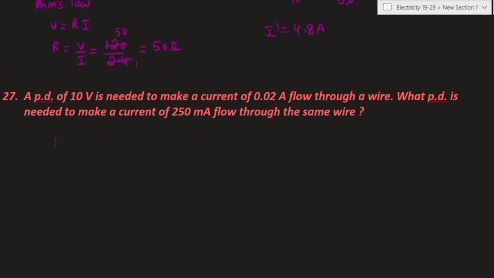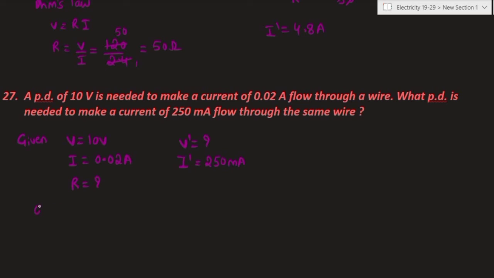A potential difference of 10 volt. What he had given: a potential difference of 10 volt is needed to make a current of 0.02 ampere flow through a wire. What potential difference is needed? Means he is asking the new potential difference to make a current of 250 milliampere flow through the same wire. Through the same wire means resistance remains constant.